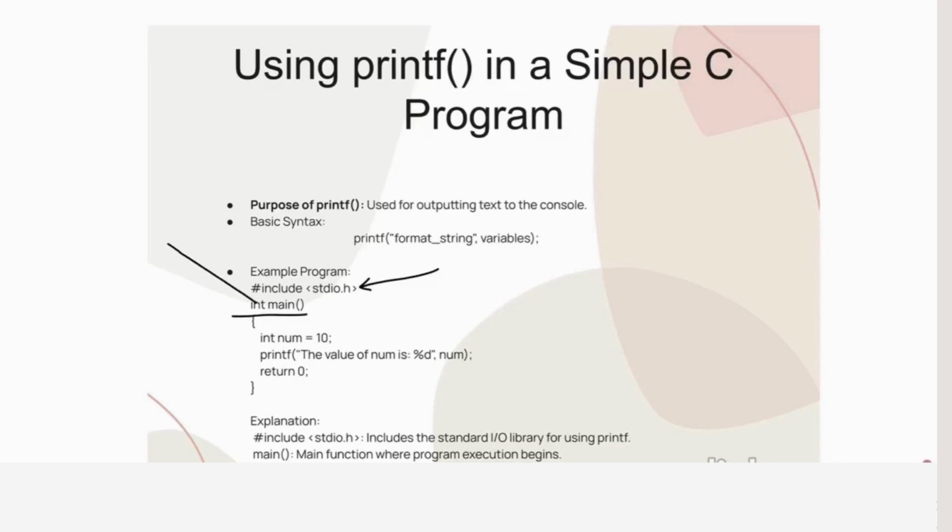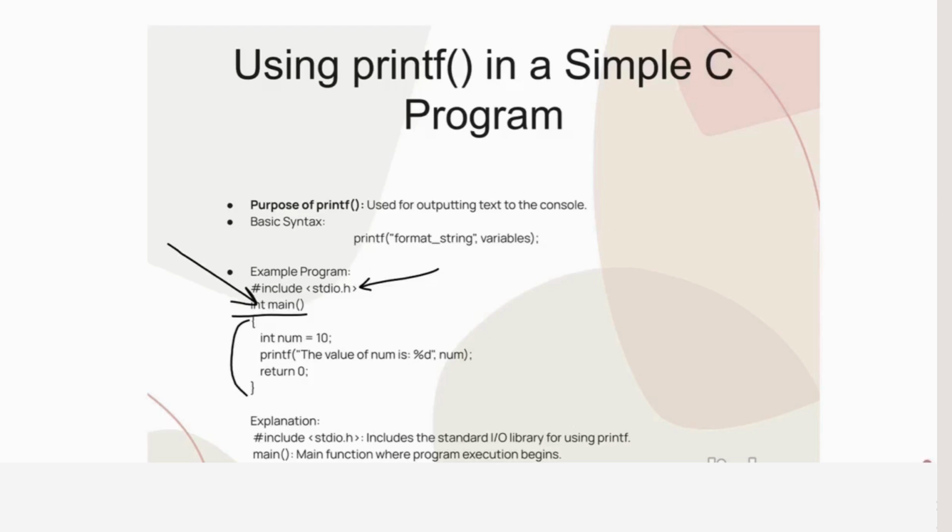Now int main. Main is always an entry point for a compiler to start its execution, and the control is moved directly inside the main. The pair of curly brackets says that these are the content which I want to execute in main. Now within these curly brackets, whatever is written will be executed.